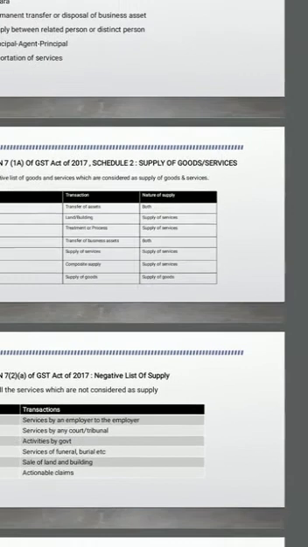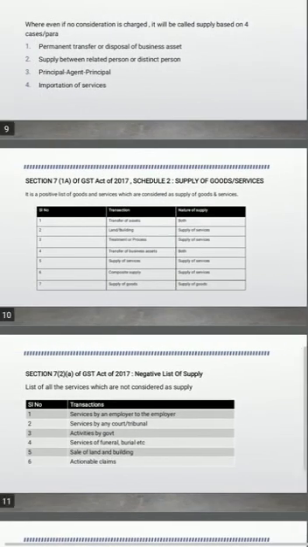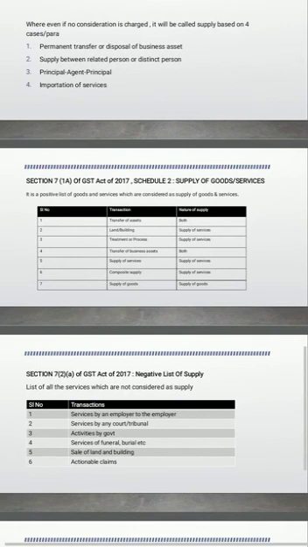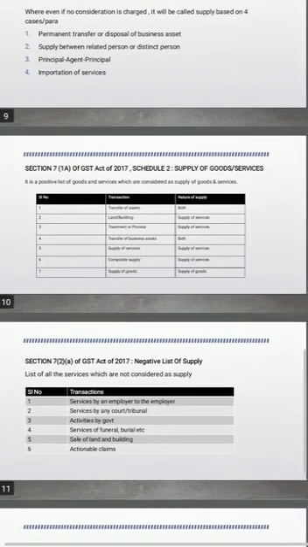Next, supply of the services. As I said, when you give rent or lease for the immovable property, then it is known as the supply of the services. Composite supply.